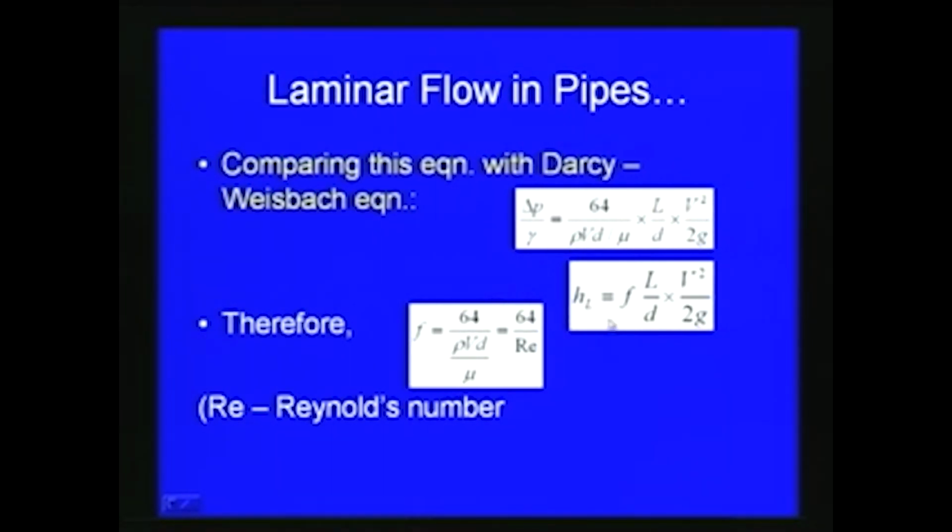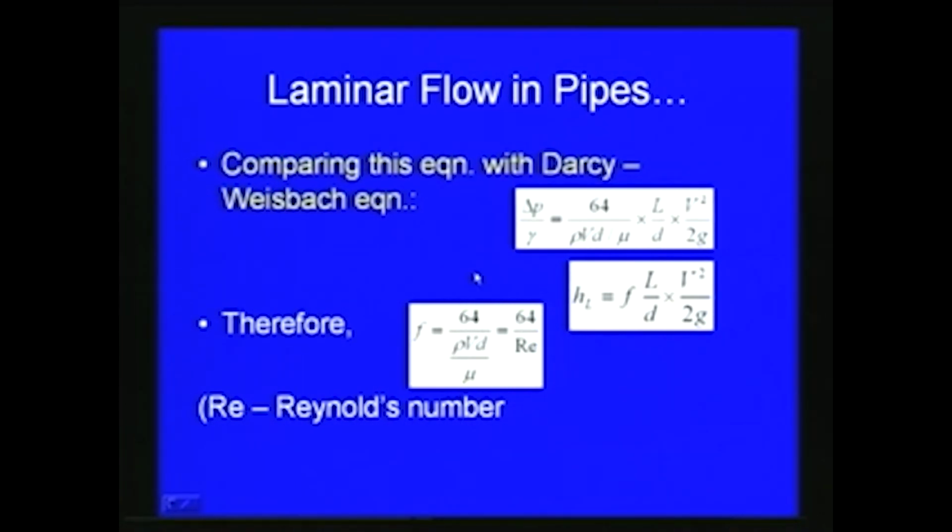So, this Darcy-Weisbach equation is given as f L V squared by 2 g D, where f is the friction coefficient for the pipe, L is the length of the pipe, D is the diameter, V is the average velocity, and g is the acceleration due to gravity. Therefore, we can write the friction coefficient f equal to 64 divided by rho V D by mu, that is equal to 64 by Re, where Re is the Reynolds number.